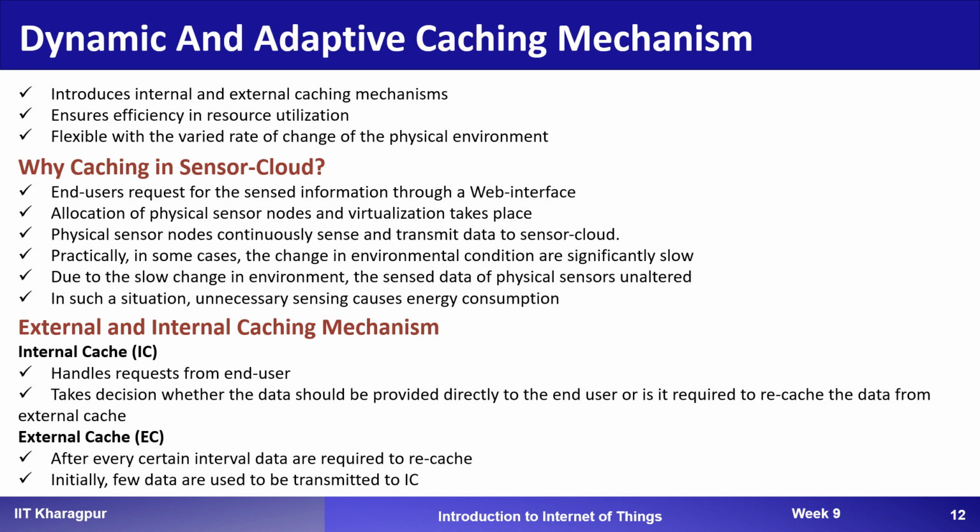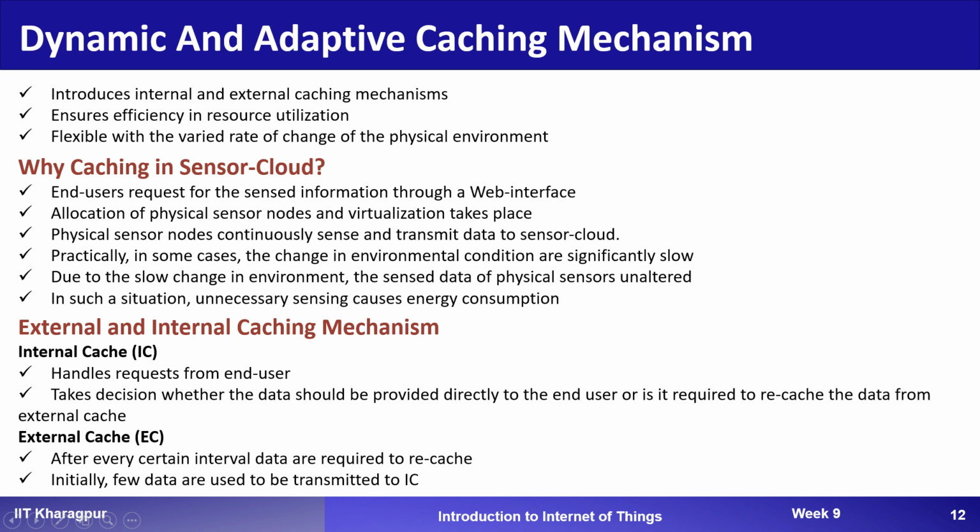Now, why is caching required in sensor cloud? Whenever the end user is going to request data, if the sensor provides the data frequently, or if it is continuously sensing the environment, then the lifetime of that particular sensor will be less. So there is a need for a technique or method by which the sensors can provide data which is already cached or stored at the sensor node. If the sensor is not continuously sensing the environment, then its lifetime can be increased. For that purpose, caching in sensor cloud is required.